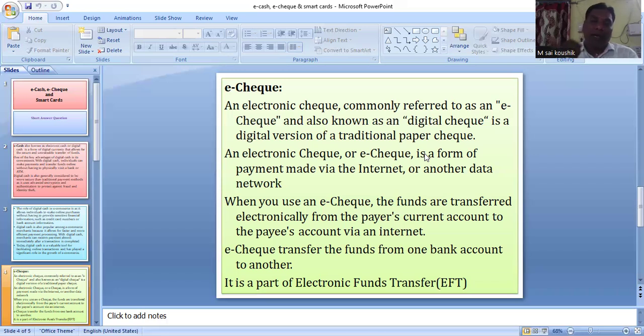Those who are sending the amount, payer. Those who are receiving the amount, payee. That is a very important factor. Is clear, no? The check transfers the funds from one bank account to another, just I told. It is a part of EFT, electronic fund transfer.